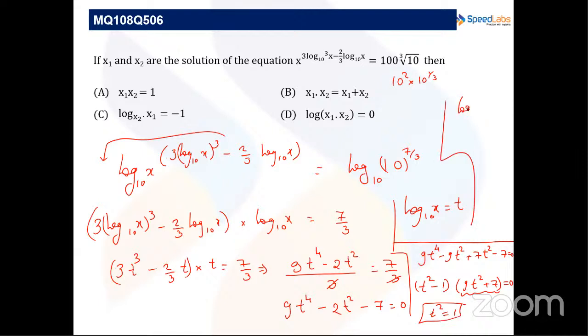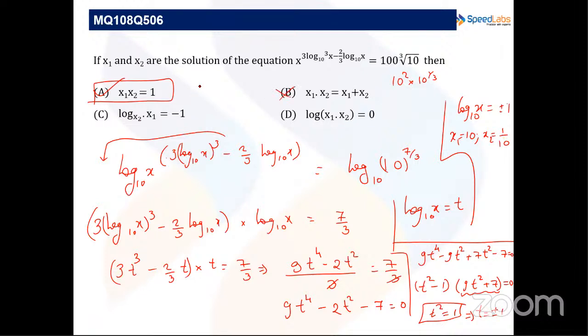Now we have log x to the base 10 equals to t. So t is equals to plus minus 1. So x will be either equals to 10 or x will be equals to 1 by 10. So let's say this is x1 and x2. So x1 into x2 is 1 obviously. Secondly, x1 plus x2 is not equal to x1 into x2, obviously not; 10 plus 1 by 10 is 10.1.